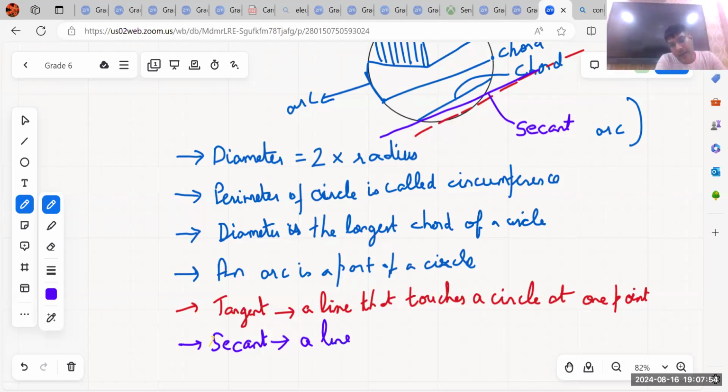A line that intersects the circle at exactly 2 points.